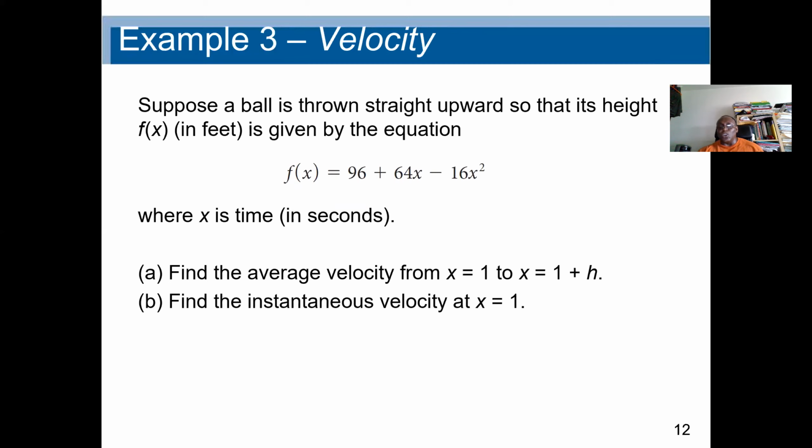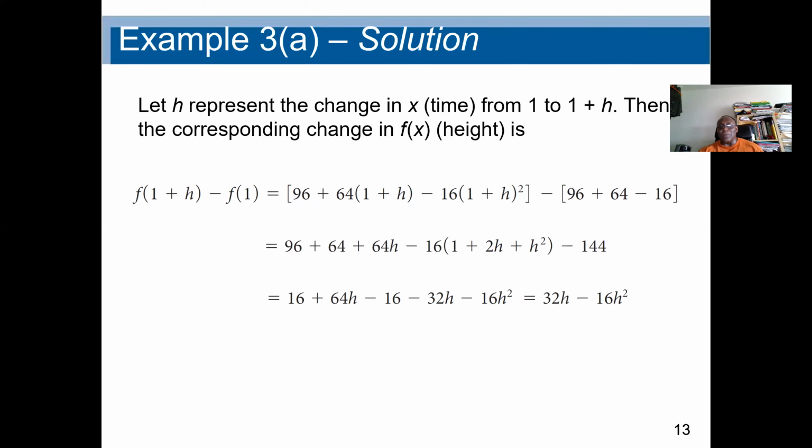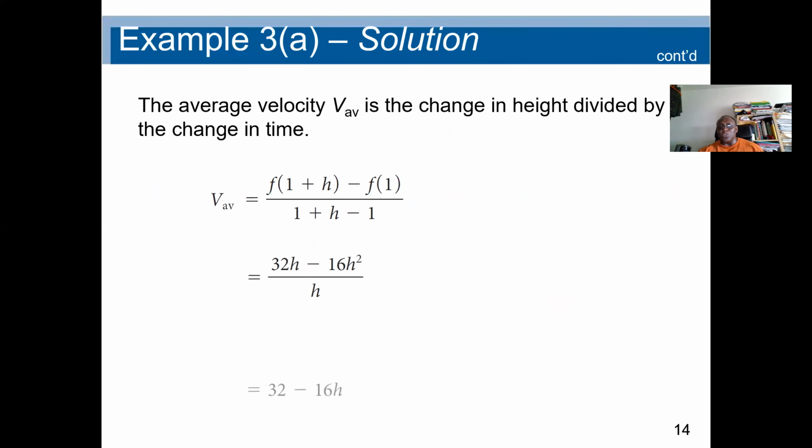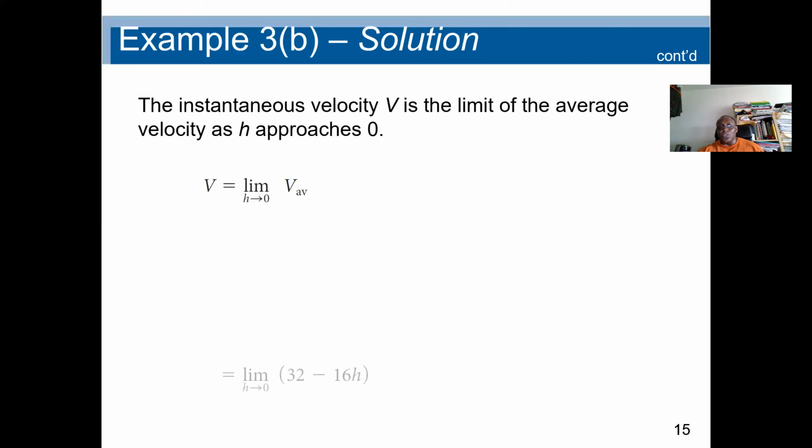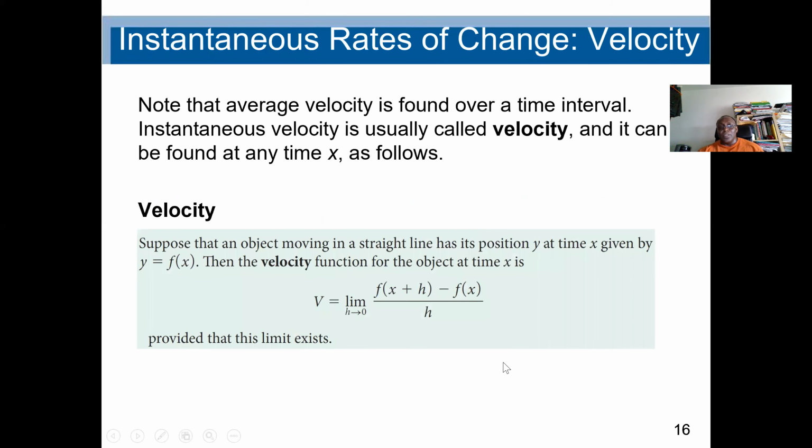And again, we're going to talk about how the formula came about, but let's just keep going. We're almost done. So this is our solution, as we said, 32 feet. The reason why is because h approaches 0. So our final answer is 32 feet per second. Now, they say we should note the average velocity is found over a time interval. That's what I mentioned before. But instantaneous velocity, always called velocity, can be found at any time x as follows.